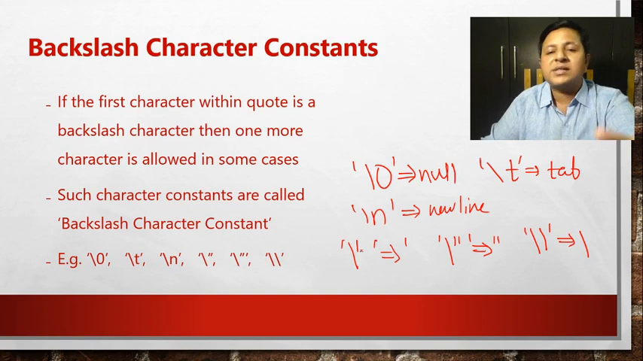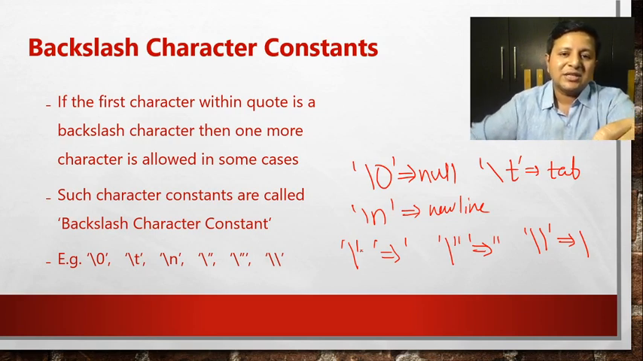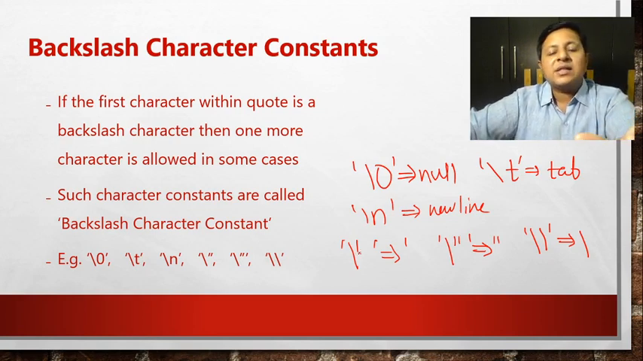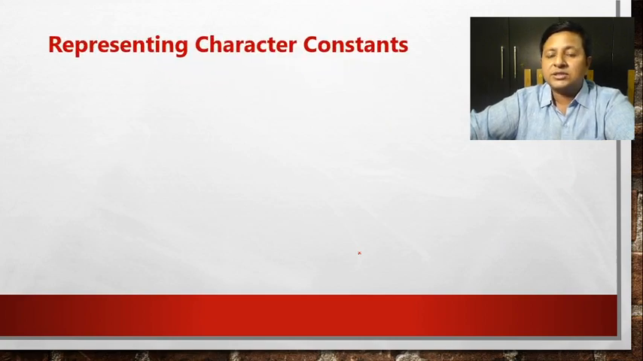Same with double quotes and same with the backslash itself, which helps in representing the other characters. Fine, so they are nothing but the backslash character constants. Okay, let's look at some of the typical ASCII values. So how do I represent character constants in memory?